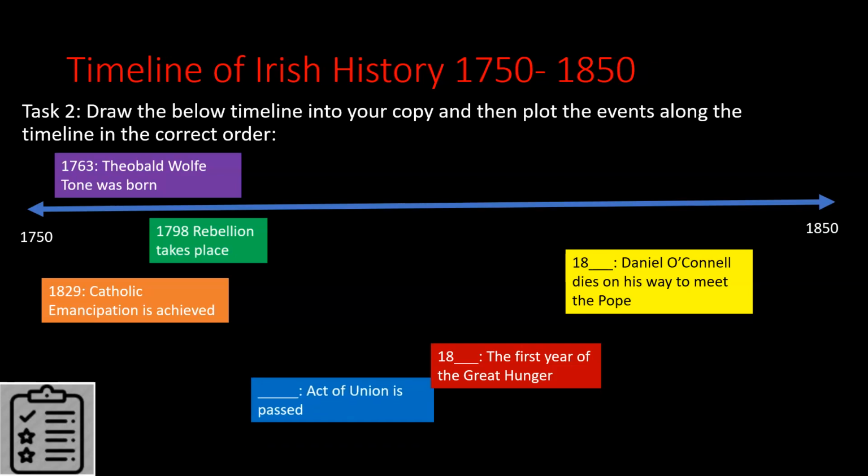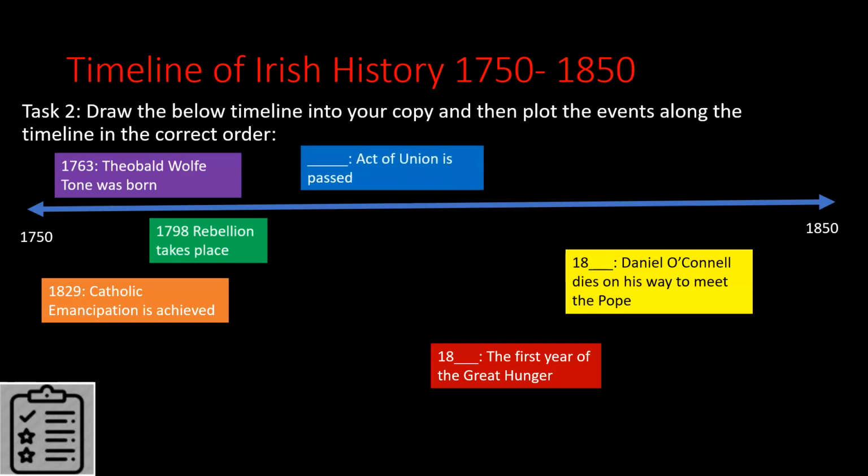Our third answer is the Act of Union is passed. This is passed in 1800 and came into effect in 1801. Most of you will have known that already because we've talked about it quite a number of times, and if you didn't, you should have researched and found the answer there.